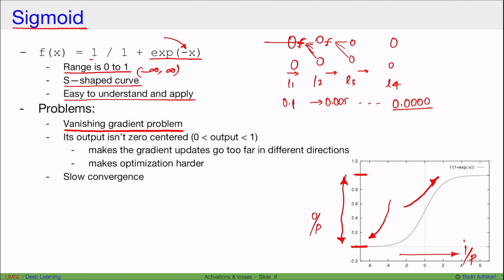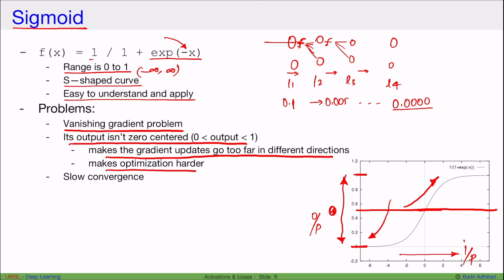So this is a common problem of sigmoid. Also, its output isn't zero-centered. Since its output is 0.5 centered, so the middle value is 0.5, this also sometimes creates problems for neural networks to learn. Particularly, this makes the gradient updates go too far in different directions. If the output was zero-centered instead, it would be much easier for the gradient updates. This basically makes the optimization process harder.